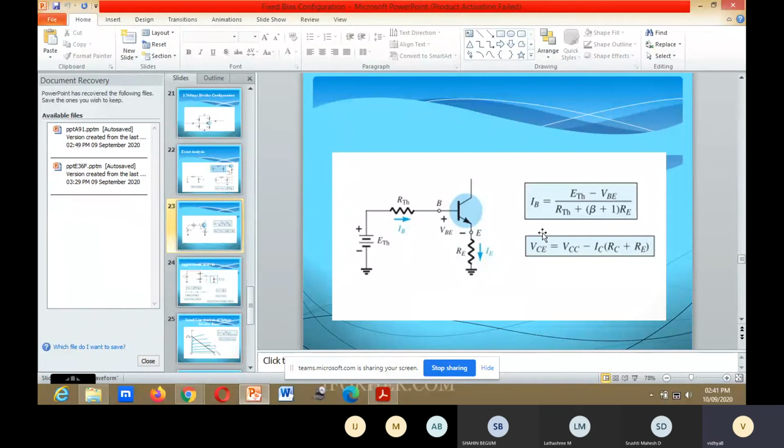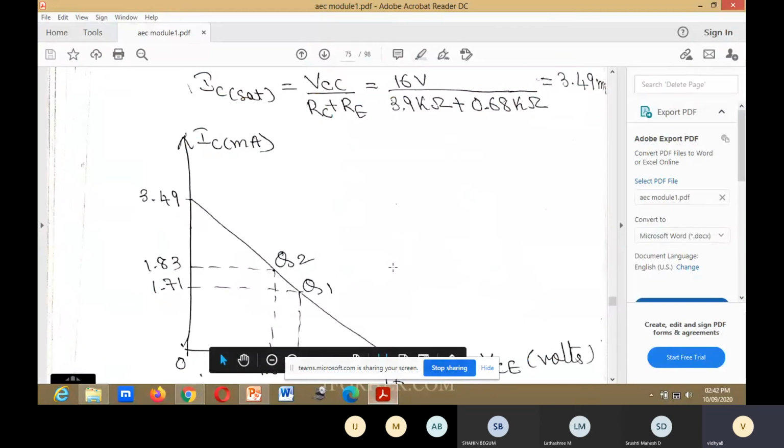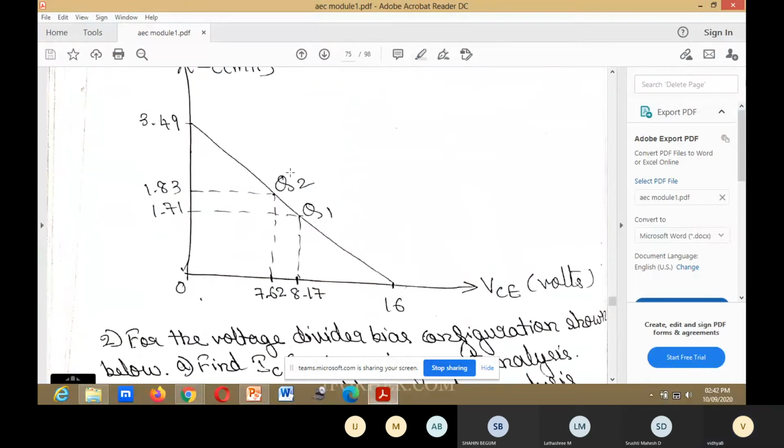When VCE is equal to 0, IC is equal to VCC divided by RC plus RE. But when IC is equal to 0, what will you get? VCE is equal to VCC. If you know what the DC load line is and how to draw the Q points, first draw the DC load line.